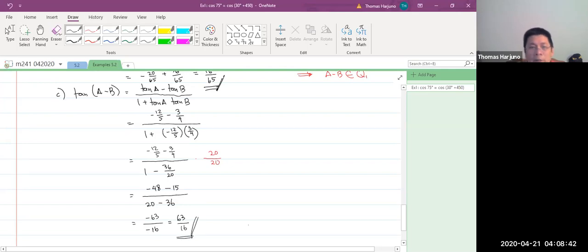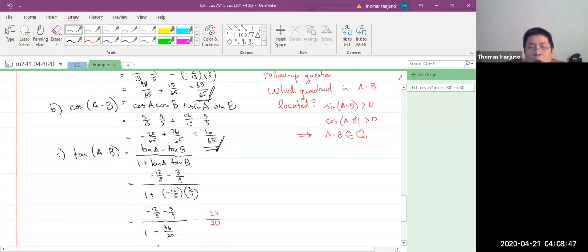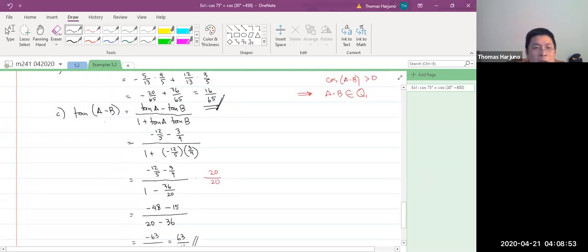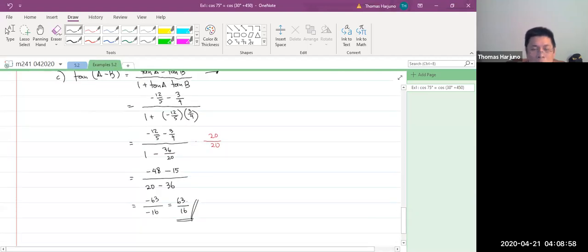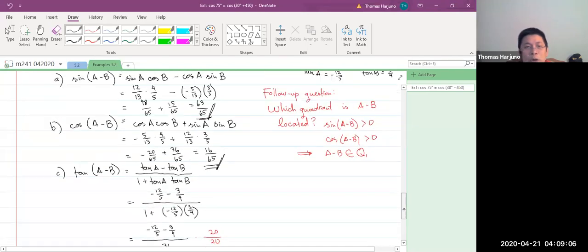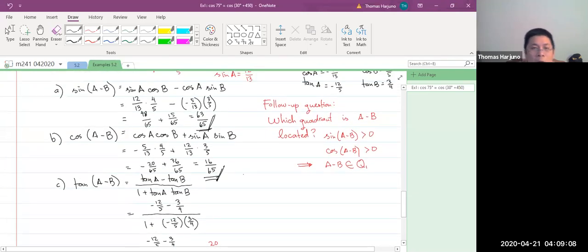Now we have done earlier that angle A minus B should be in quadrant 1, right? As you can confirm here, our tangent of angle A minus B is also positive, because it's supposed to be positive since A minus B is in quadrant 1. Another thing to say is, since we already have cosine and sine of A minus B, we can do this part C using those results.